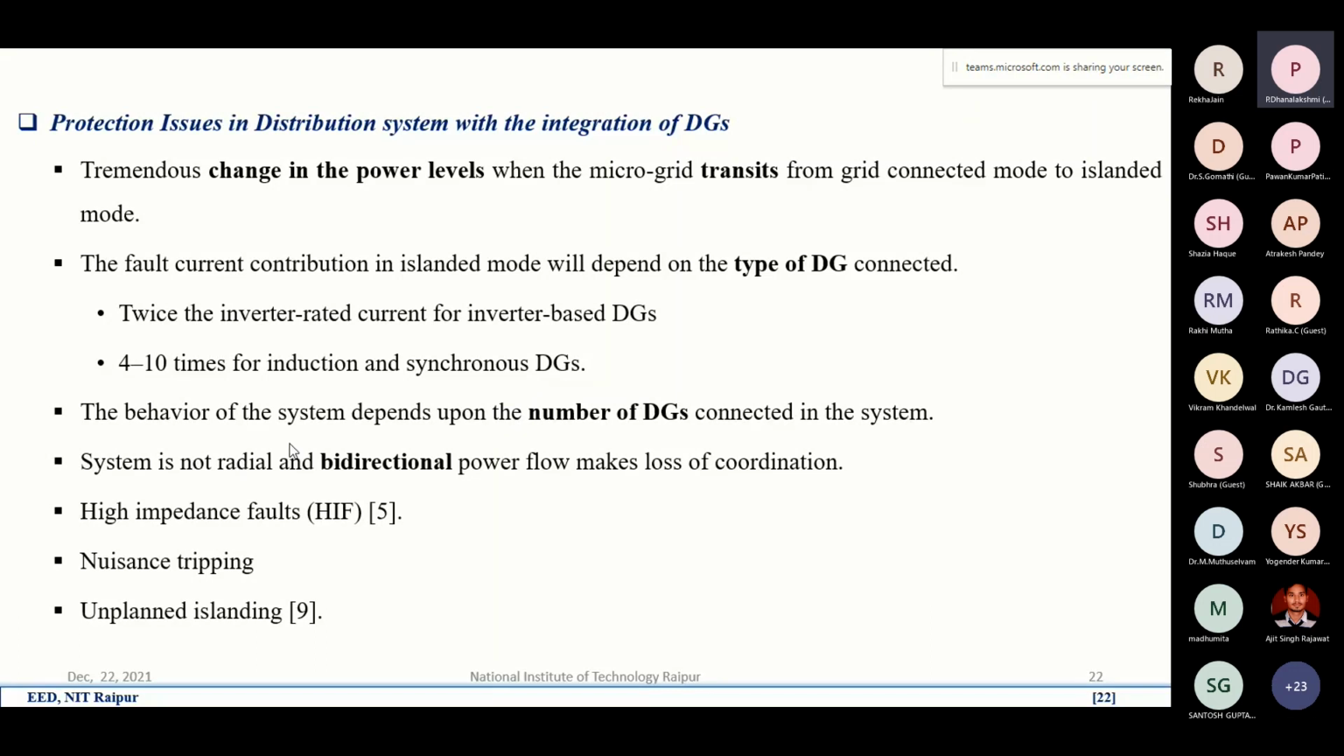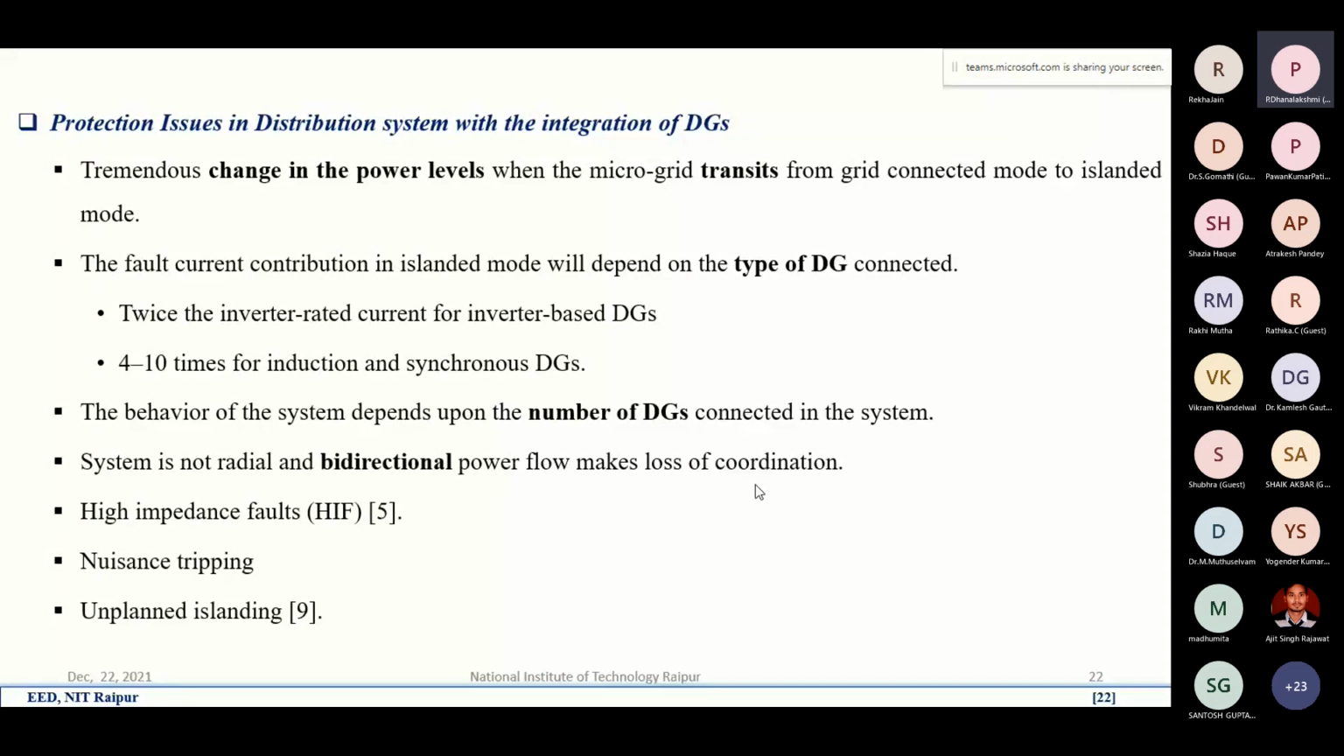Also, the system behavior depends on the number of DGs that are in operation. It may happen that if there are n number of DGs connected in the system, not all may be available or in operation at a time. So based on the number of DGs in operation, the system behavior will be changing. Also, as I earlier told, the system is no more a radial system with integration of DGs. Now bidirectional power flow is taking place in the system. So the conventional protection schemes, which were earlier based on simple overcurrent protection, cannot be employed, and will face loss of coordination with the different overcurrent relays.